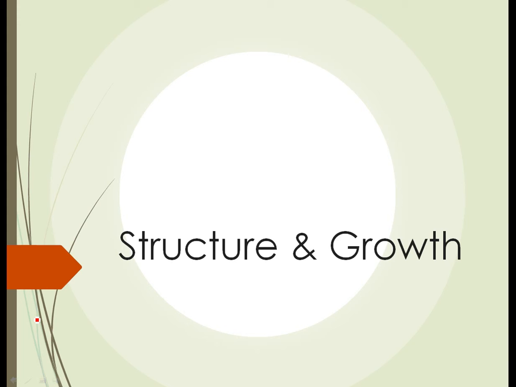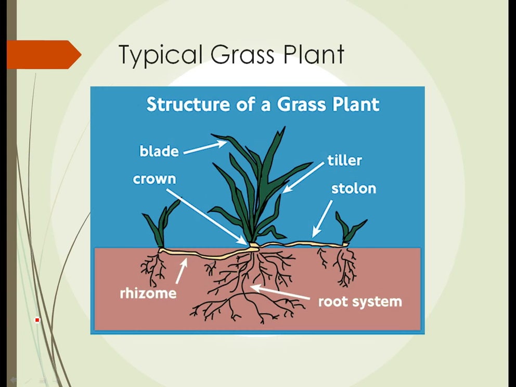Structure and growth of grass plants. Here we see a diagram of a typical grass plant. Grass plants are somewhat different than other plants because their growing point is called the crown, and it is typically low to the ground, right at the surface of the soil. That's a reason that, for instance, on a lawn, you can mow the grass repeatedly and not kill it because it grows from a point below where it's being cut and it keeps sending up new shoots.